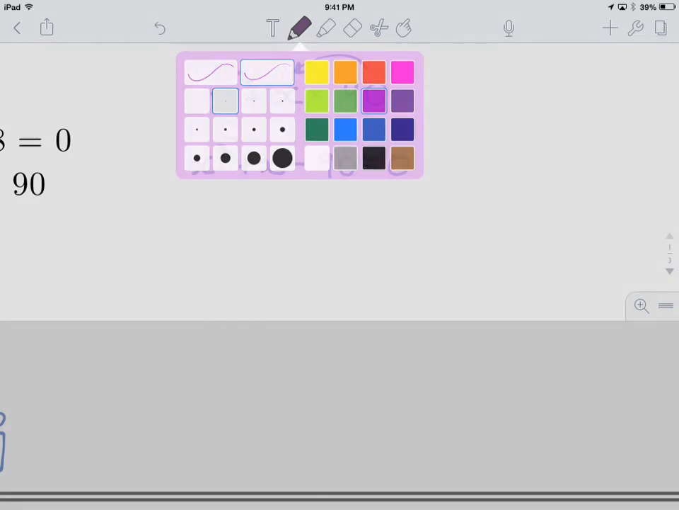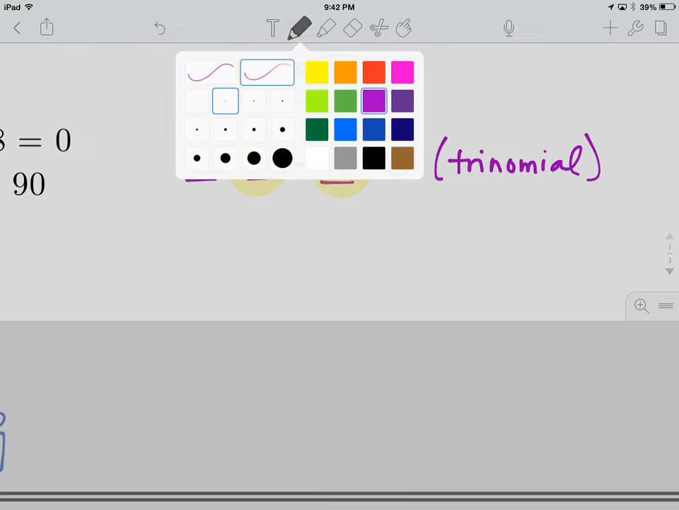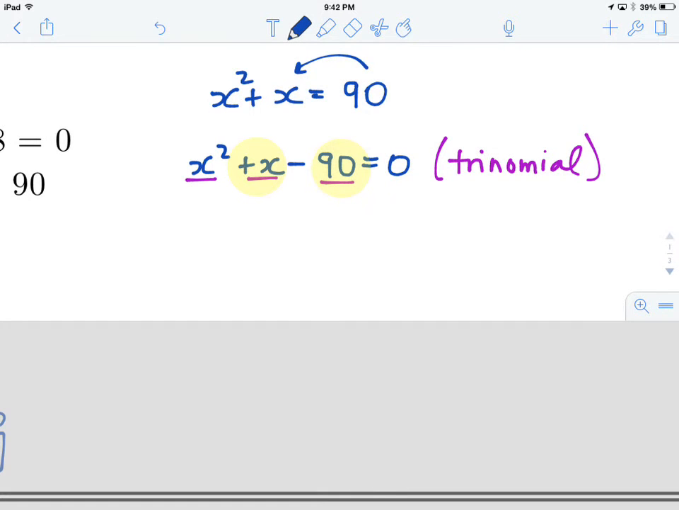And this is, as we know it, a trinomial. A trinomial means 1, 2, 3 terms. And we're going to factor this by looking for two numbers that multiply together to give us negative 90, and add together to give us positive 1. And you're thinking in your head, and you're probably already working ahead of me, that the two factors are going to be x plus 10 and x minus 9. And this is now factored.